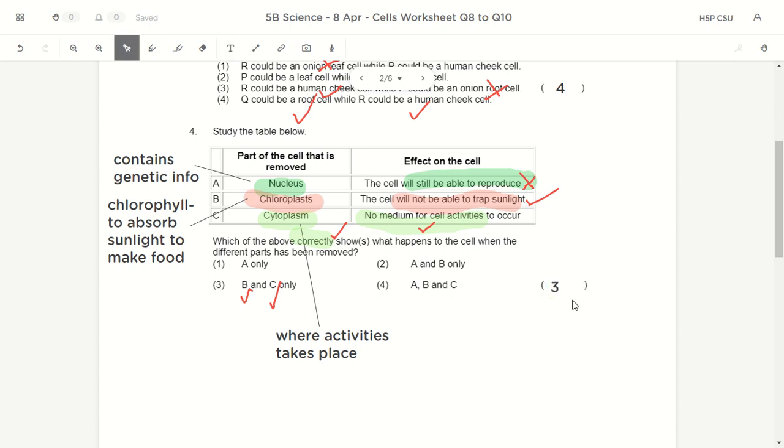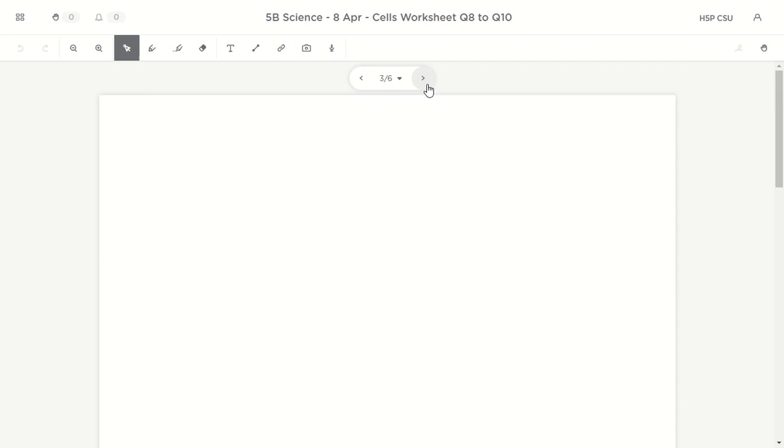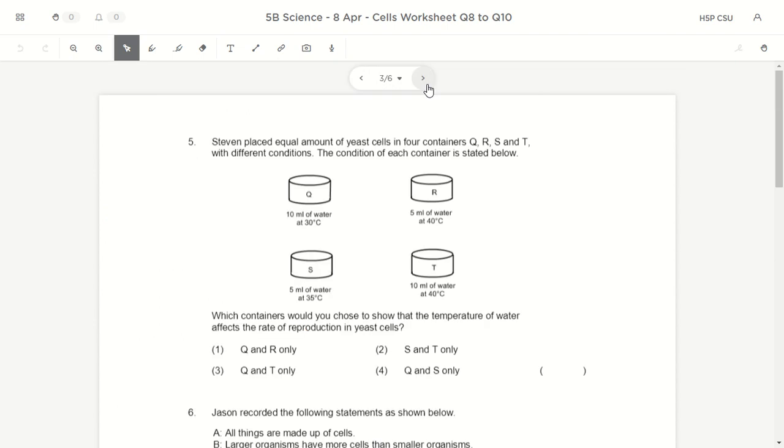Okay, same thing as I've been doing since the day I started teaching you. You always consider the information given first, understand it in depth before you go and look at the answers itself, so that you have a better understanding of what they are asking you for. Okay, let's go to the last 2 questions, question 5 and question 6.